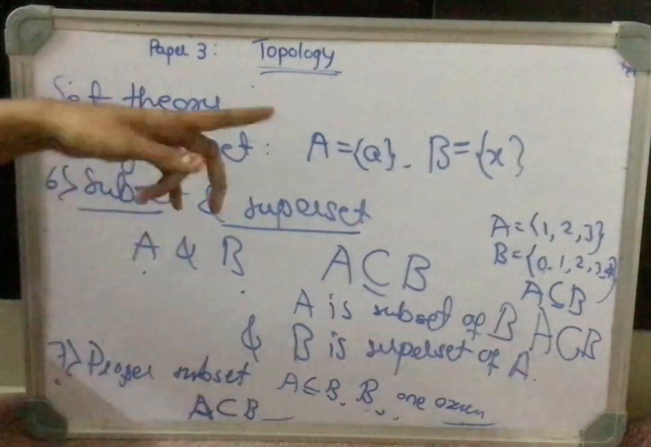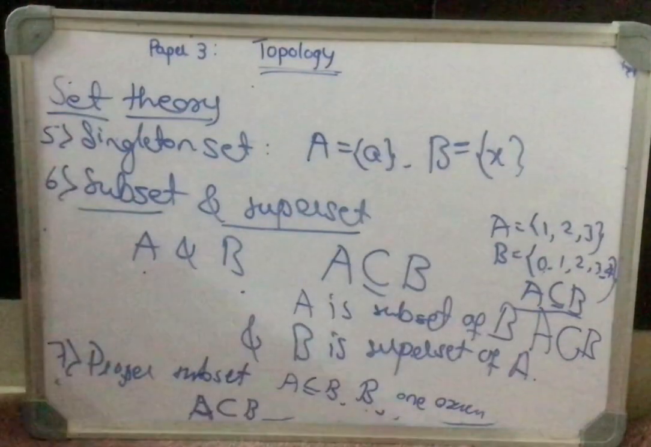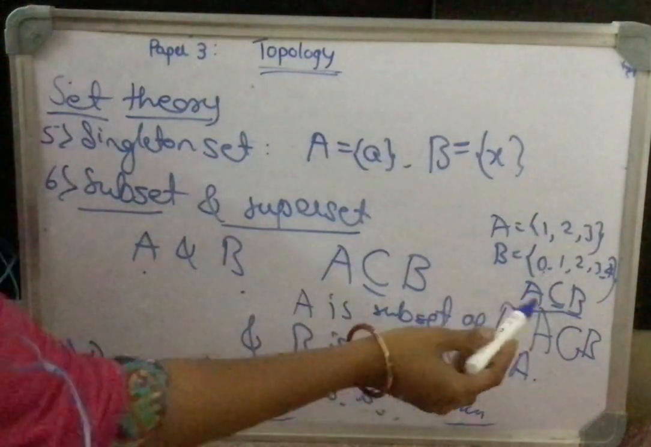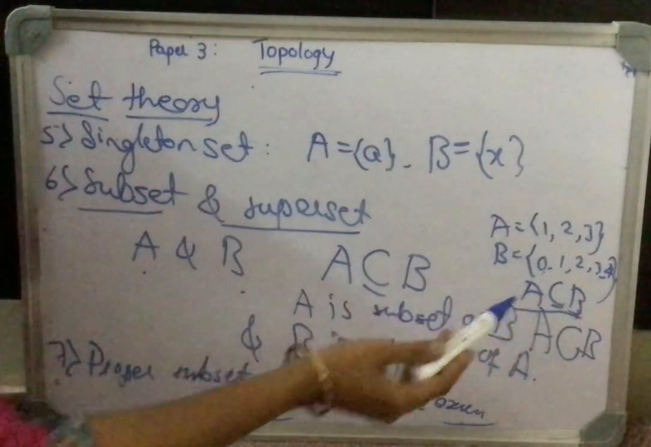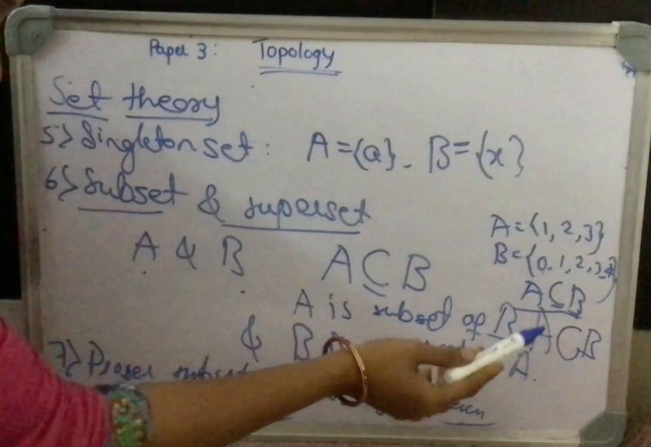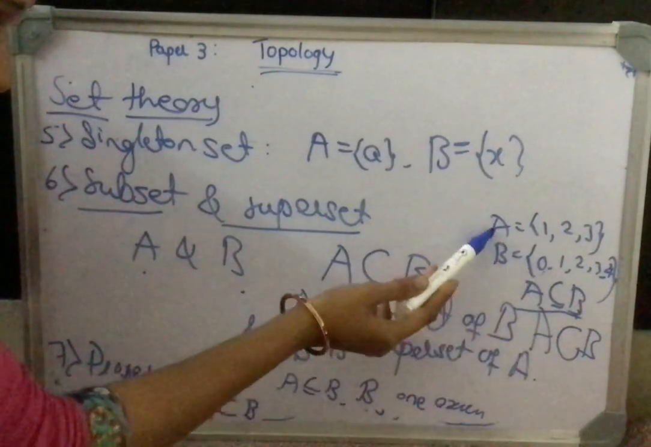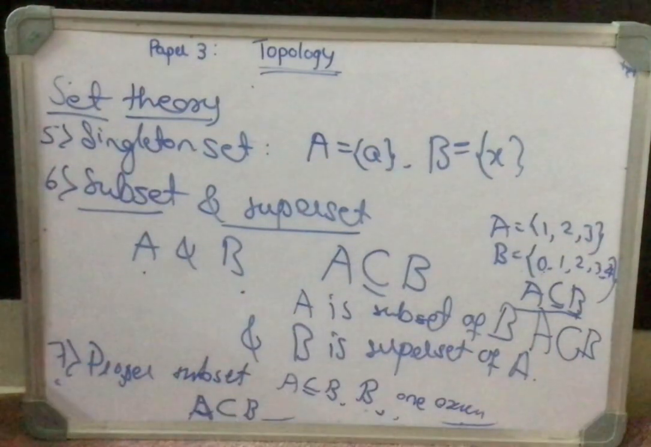If the sets are equal, you have to say A is a subset of B. Either it may be equal or B may have more elements than A, but here B has at least one extra element, therefore A is a proper subset of B.